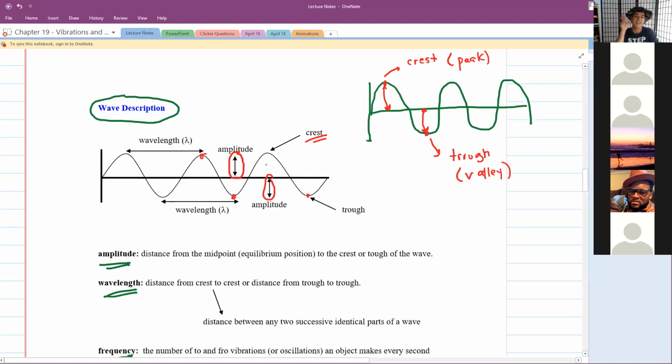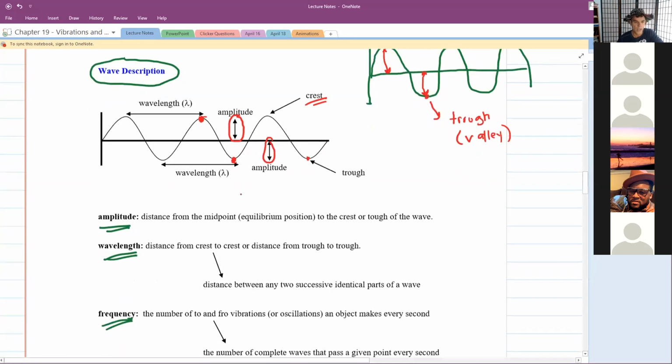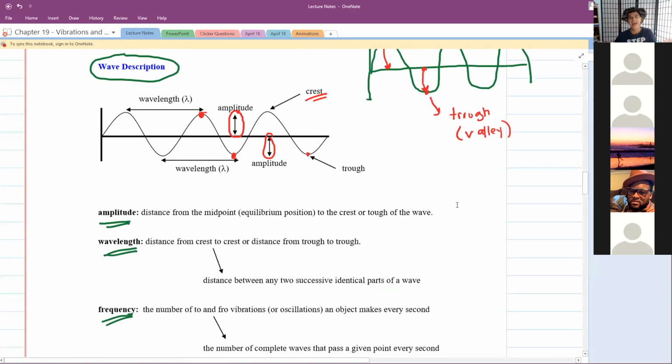Now, this is a mistake a lot of people make: it's not the distance from the highest point to the lowest point. That would actually be twice the amplitude. So amplitude is the distance from the center to the highest point, or the center to the lowest point. Wavelength, in a sense, is how long the wave is. It's the distance from crest to crest or trough to trough.